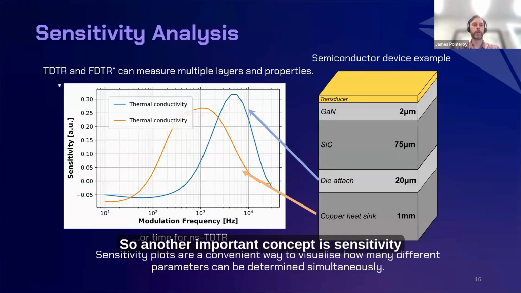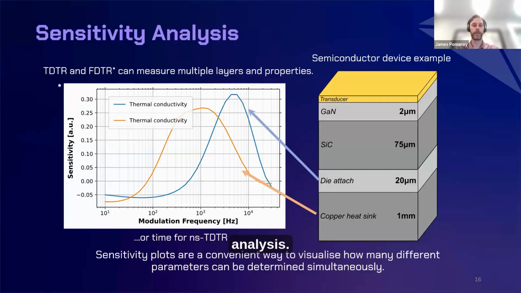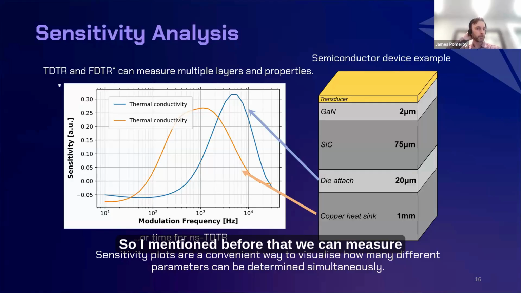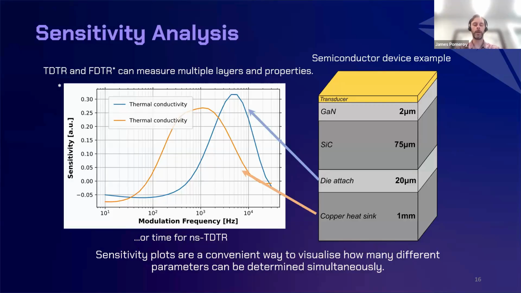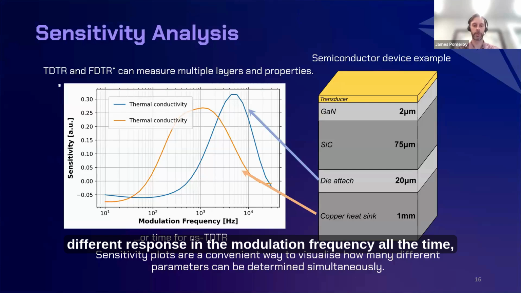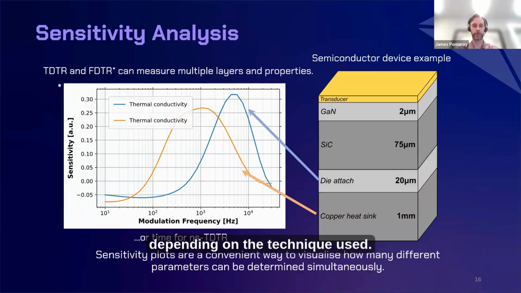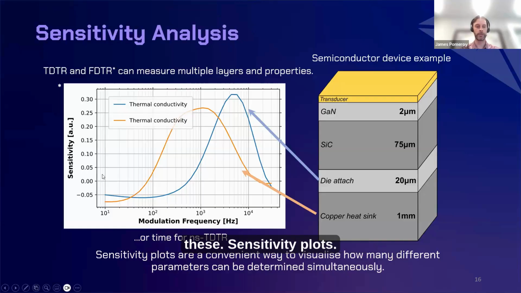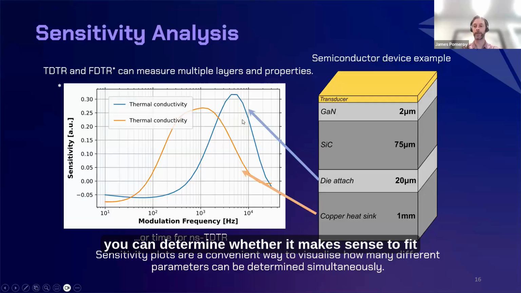Okay, so another important concept is sensitivity analysis. So I mentioned before that we can measure multiple parameters simultaneously, but to do that we have to have the two parameters have a distinctly different response in the modulation frequency, depending on the technique used. So we have a software which will generate these sensitivity plots, and from that you can determine whether it makes sense to fit multiple parameters simultaneously.